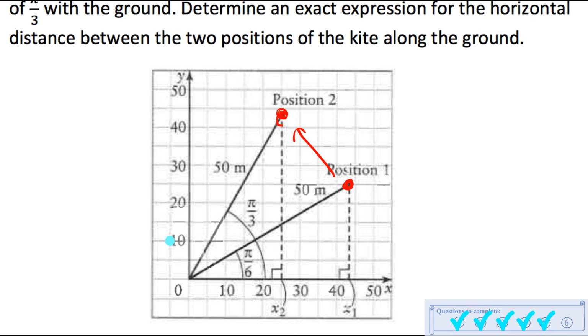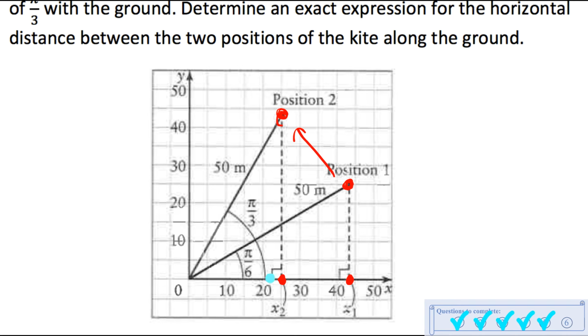So the horizontal position at the start would be equal to the x-coordinate of that point. So we'd have to figure out what that is. It looks like it's somewhere between 40 and 50. And then after the wind blew the kite higher, the x-coordinate of that point, it looks like it's 25.